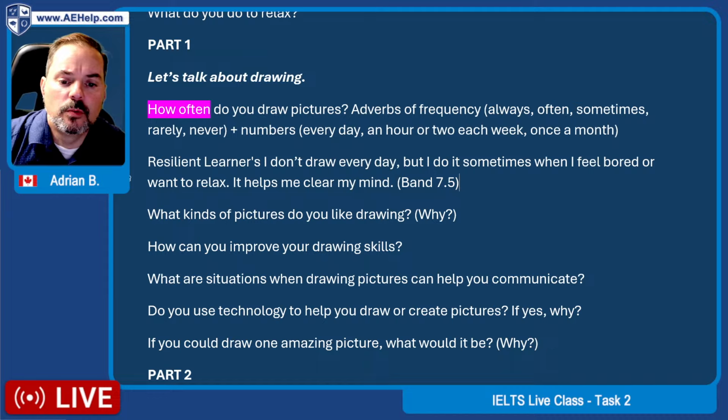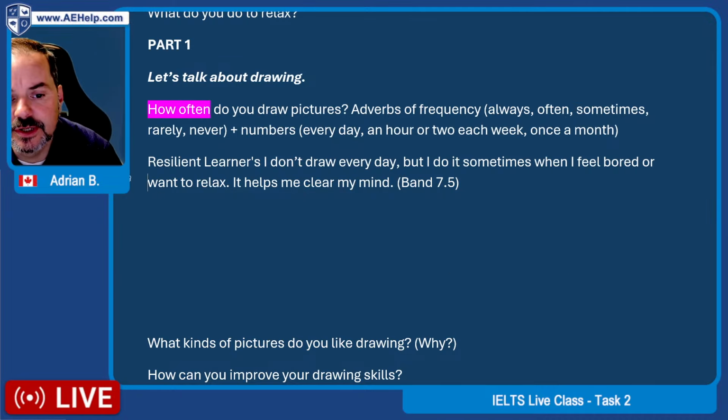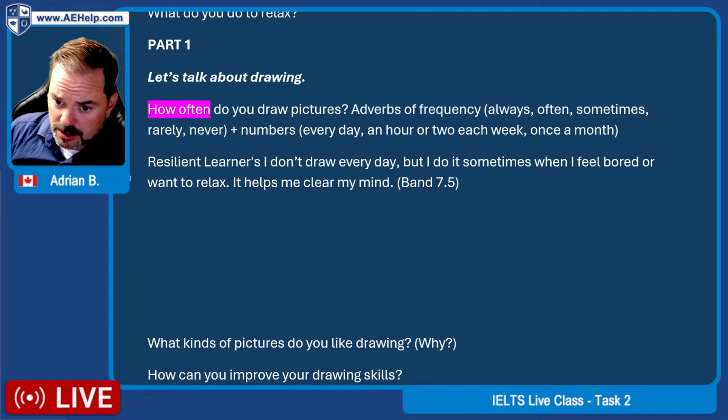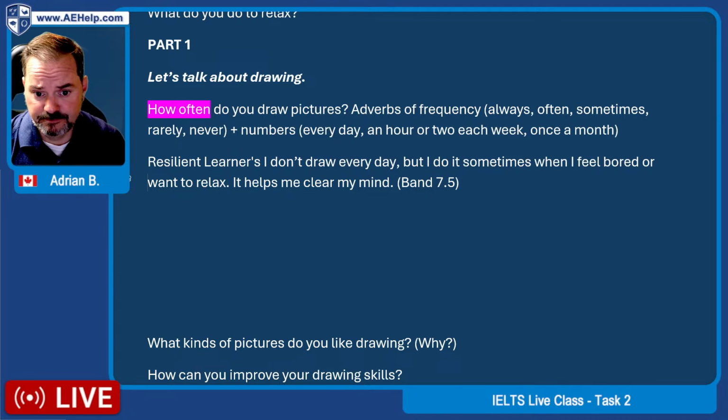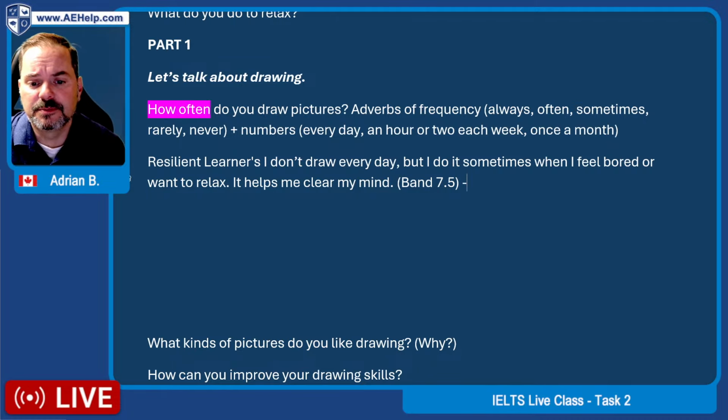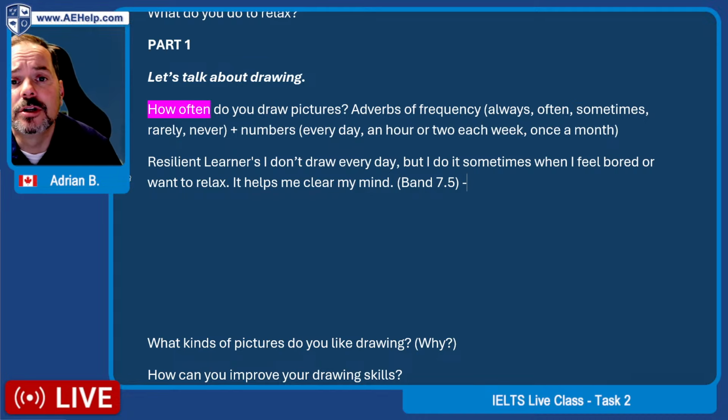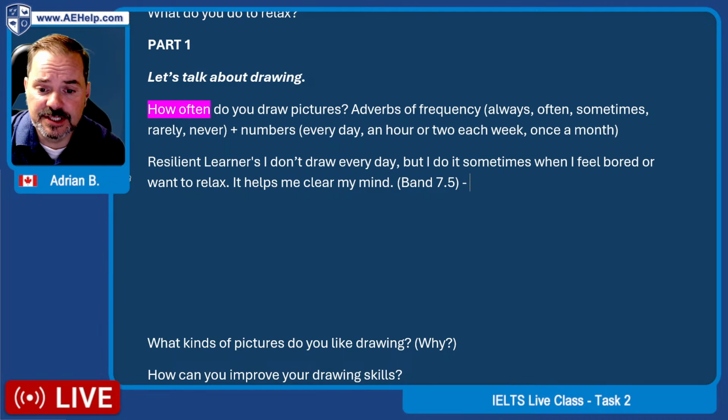Why, students? So what's missing from this communication? So Resilient Learner says, I don't draw every day, but I do it sometimes when I feel bored or want to relax. It helps me clear my mind. The reason why this is still just a band 5 communication, and some of you might be thinking, well, why is that still just like a band 5 when it comes to good communication? Okay, don't forget, students, that band 8 means you're very good in English, and that doesn't just mean you have very good grammar or very good vocabulary. It means you have very good information or a very good way of communicating. Okay, band 9 means it's an expert. So that doesn't just mean you have expert grammar and expert vocabulary, but it means you have an expert way of communicating.